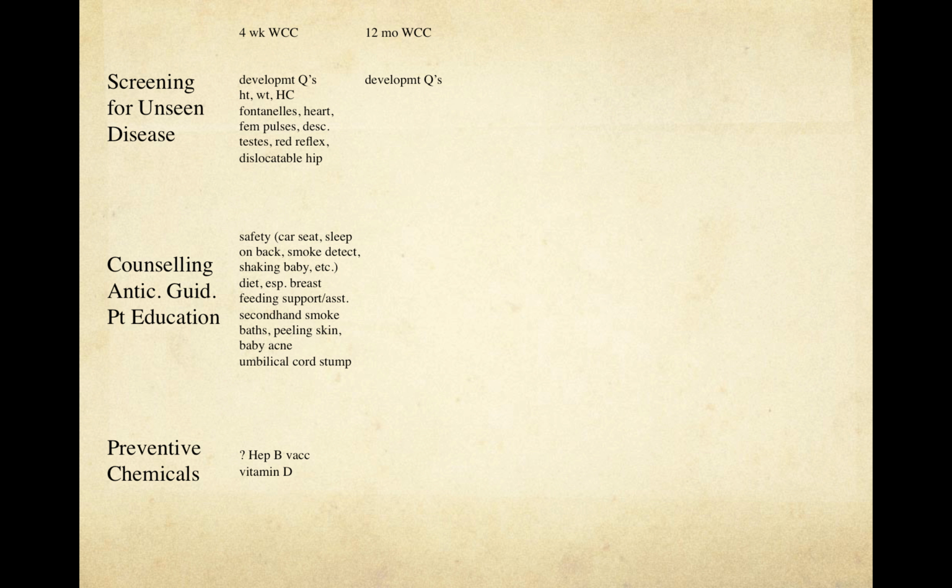Well, we ask developmental questions. Different questions, of course, compared to the 4-week checkup, but the same topic. And the same category, we are screening for unseen disease of developmental delay. We do height, weight, and head circumference, again, checking for growth abnormalities which might suggest an unseen disease causing failure to thrive. We might check the red reflex. We're probably now going to check for conjugate gaze, because if we detected esotropia or exotropia, we might then guide intervention to avoid amblyopia.